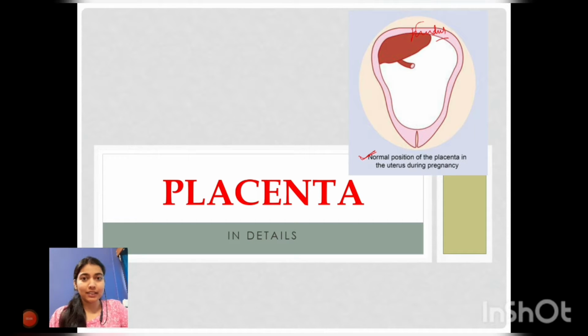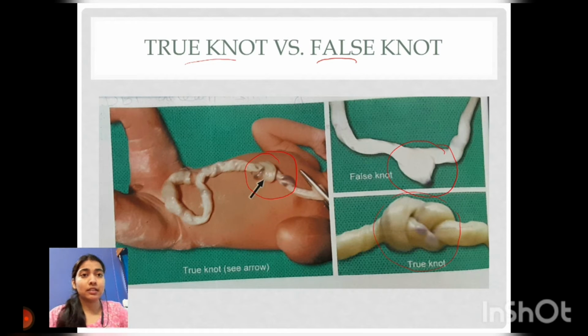About placenta in detail, but before proceeding to the lecture, let's discuss the one image I have missed in the previous lecture of umbilical cord. This is the difference between true knot and false knot. Here you can see a true knot, and true knots are really very rare. Very rare chances a true knot is formed. In this baby, you can see this true knot.